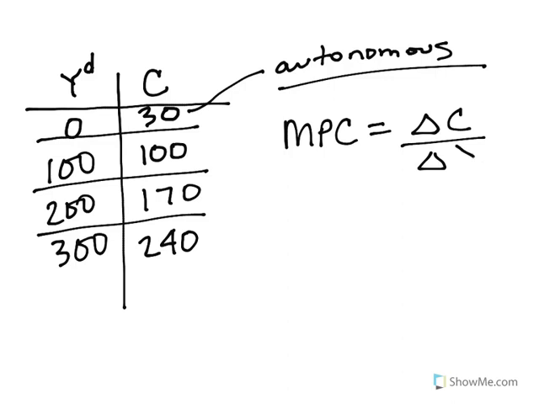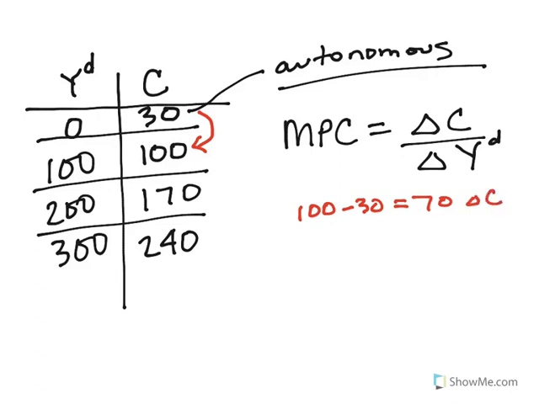All right, change in disposable income. So what we're looking over here for is, what is the change in consumption? So notice that when I went from 0 to 100, my consumption went from $30 to $100. So the change is the difference between those numbers. 100 minus 30 equals 70. So that's the change in consumption.